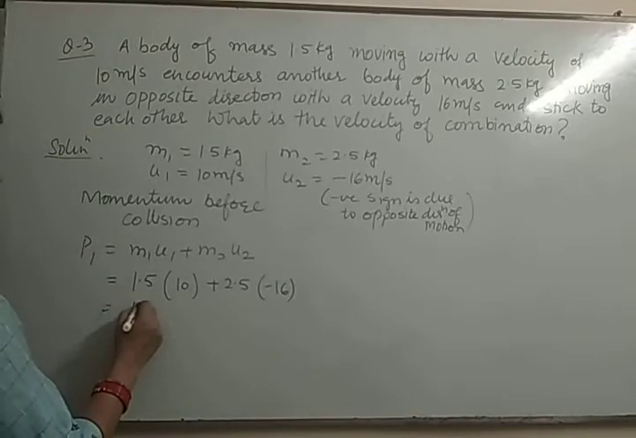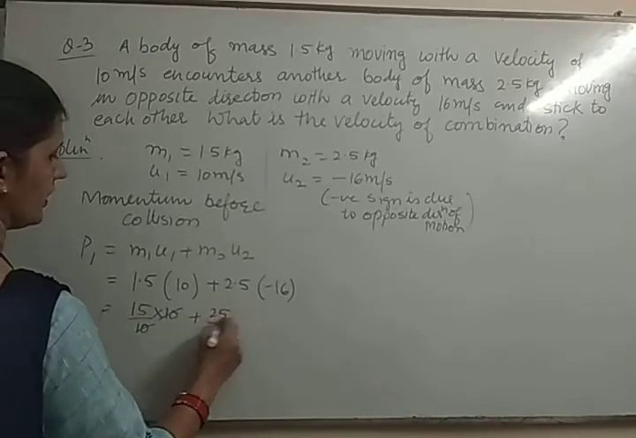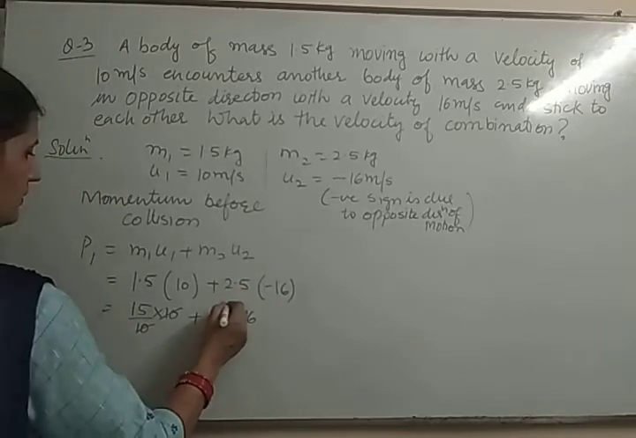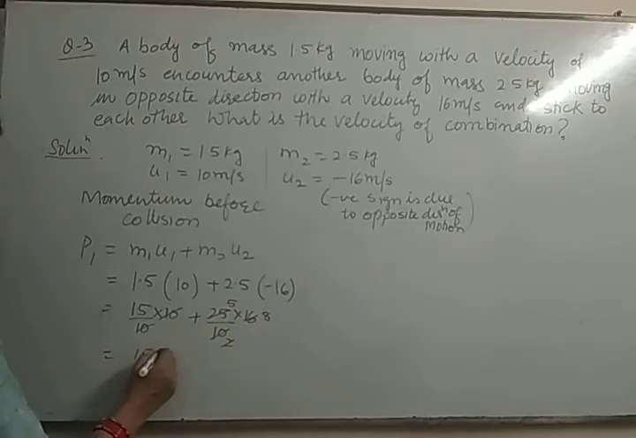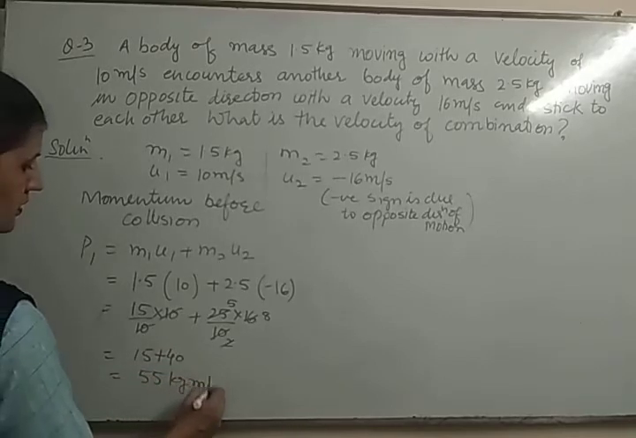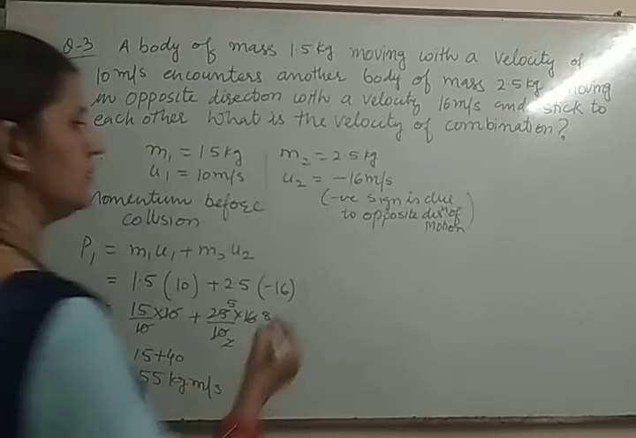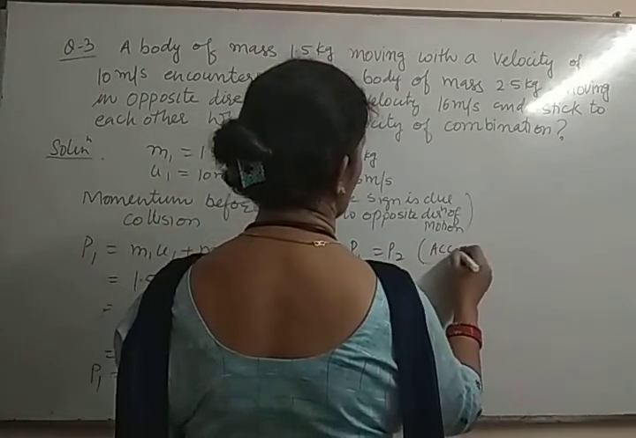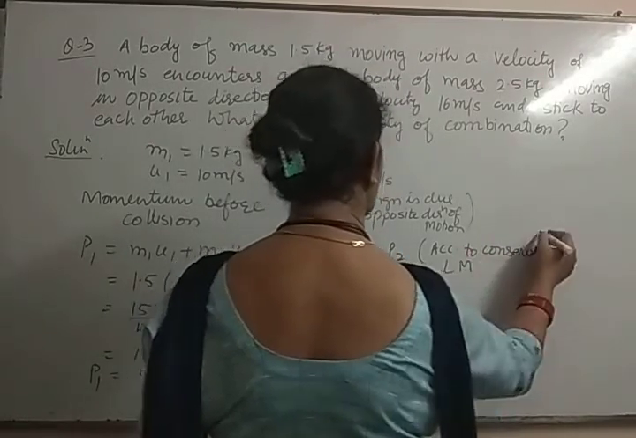Adjust the decimal. 15 by 10 into 10, it will cancel out, plus 25 by 10 into 16. So this will be 15 plus 40. This is 55 kilogram meter per second, the momentum before collision. After collision, what happens? P1 is equal to P2 according to conservation of linear momentum.